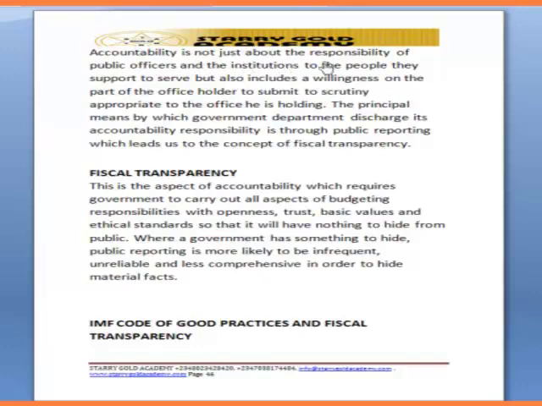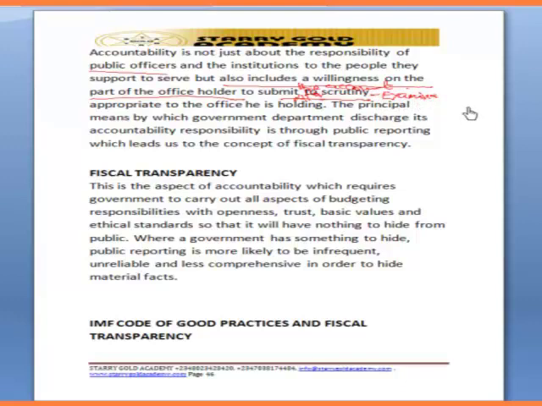Accountability is not just about the responsibility of public officers and the institution to the people they are supposed to serve, but also includes a willingness on the part of the office holder to submit to scrutiny, to submit account for scrutiny. That means for examination.